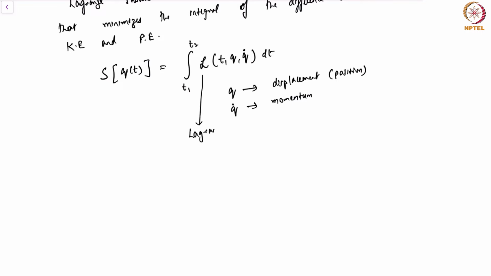It's called the Lagrangian in honor of Lagrange. And this is nothing but the difference in kinetic energy and potential energy.